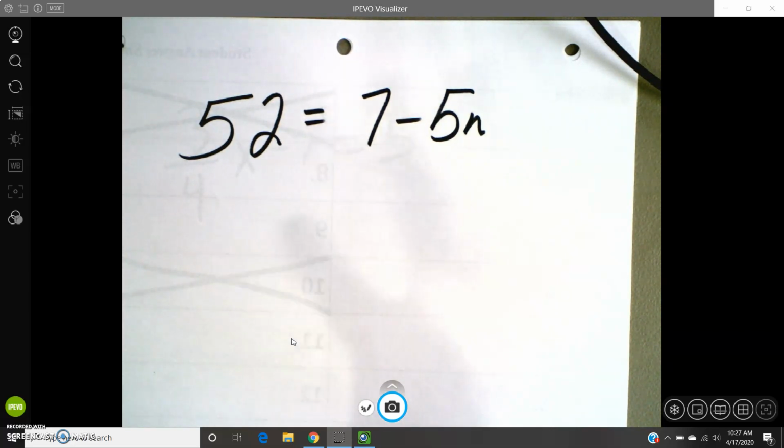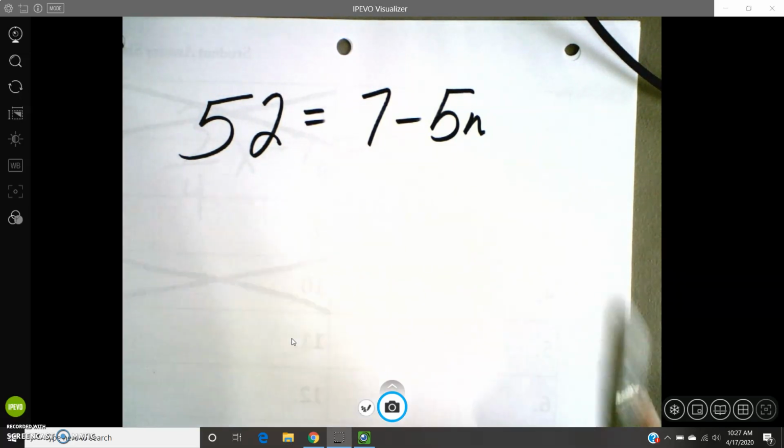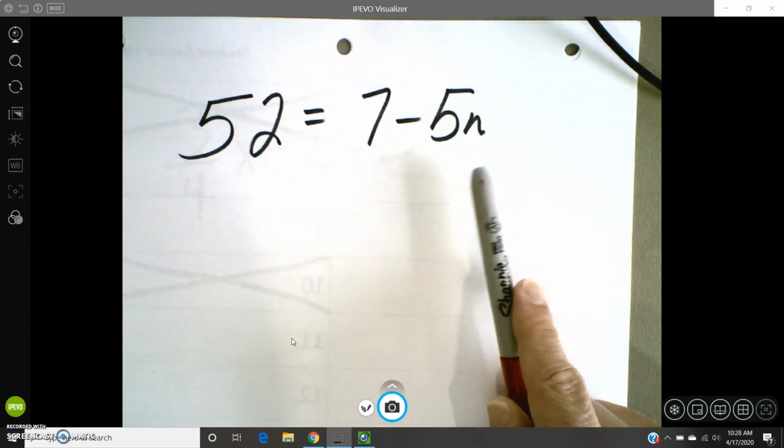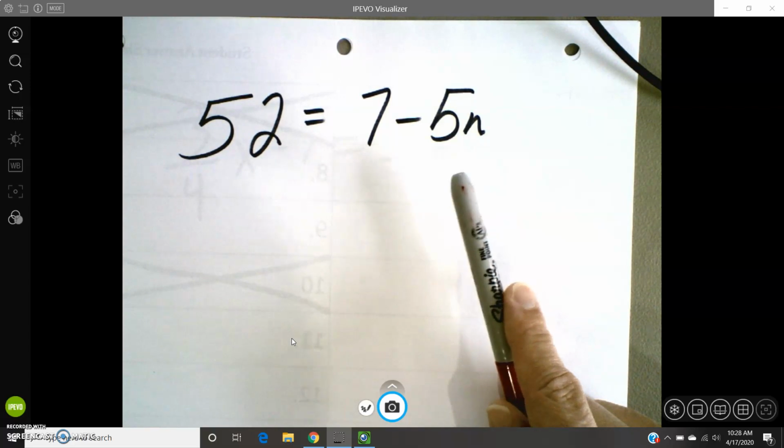But again, I want to go over just a few problems that I thought have given us some issues throughout the year. So here's the first one. The biggest issue with this problem, there's two actually. One, we have the variable on the right side of the equation, and that's been a little bit of a struggle for some of you.